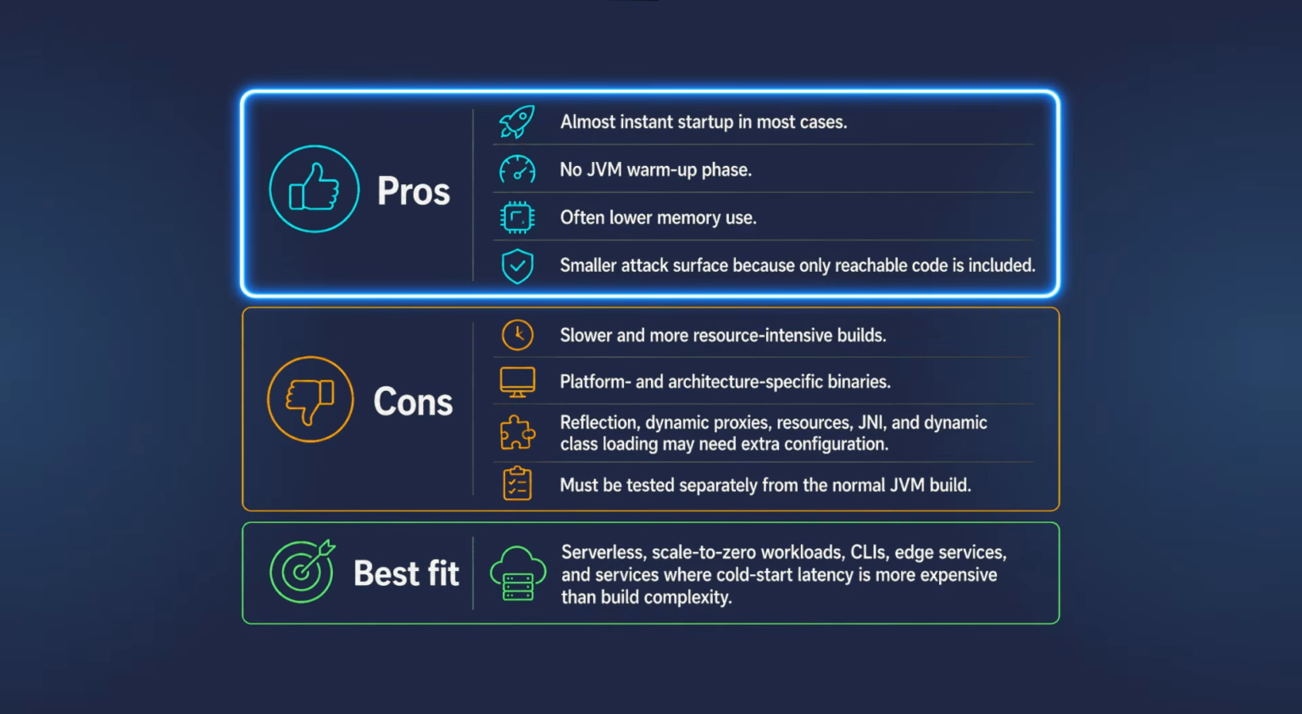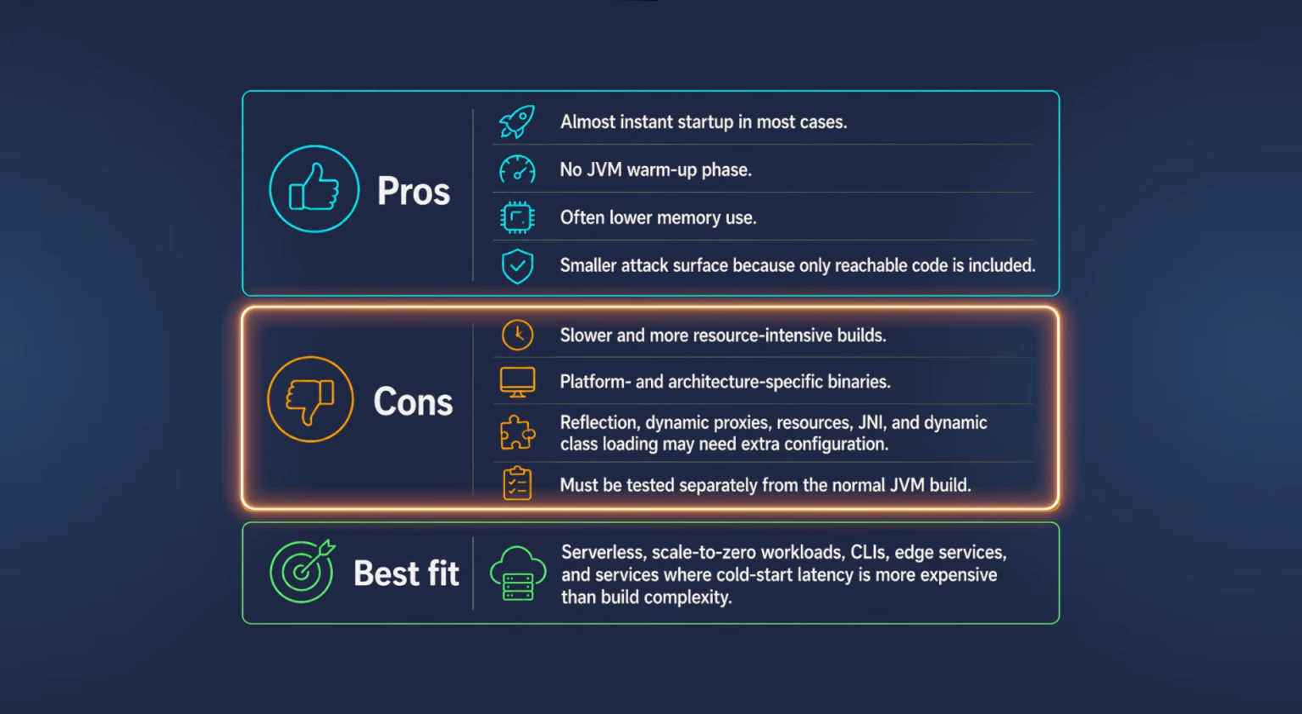So the benefits of GraalVM Native Image is that it provides almost instant start and no warm-up, right? So the application starts at peak performance. The memory consumption is often also lower, and you have a smaller attack surface, because only reachable code is included into the executable. But in turn, you get slower and resource-intensive builds. So the native image requires several gigabytes of memory to be built, and also the process may take several minutes.